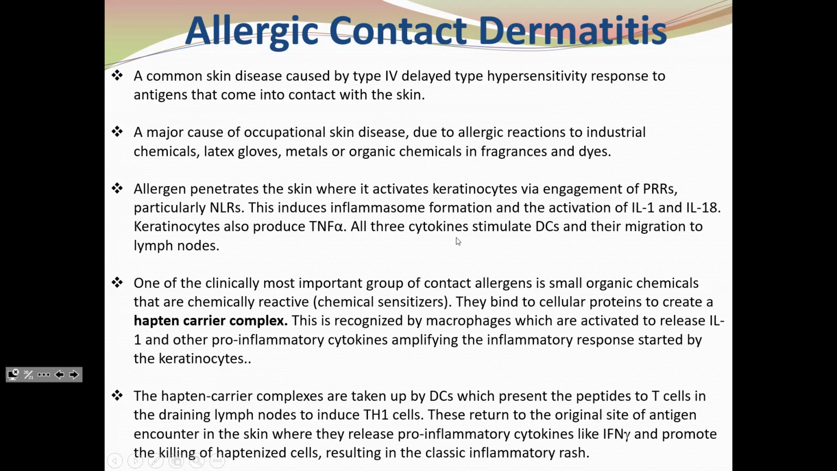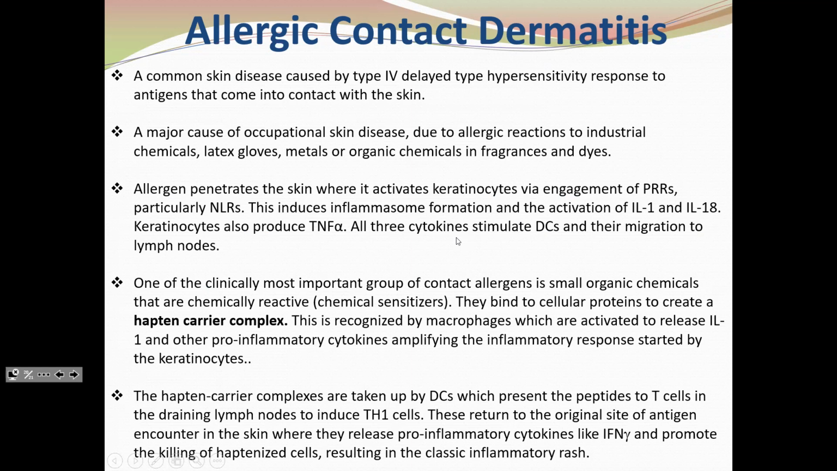What happens here is that the latex, being a small molecule, can penetrate the skin, and then the latex will then complex with normal cells or normal proteins in the body, normal molecules, forming a hapten carrier complex. This gets taken up by dendritic cells, gets presented to T cells, then activates those T cells into producing inflammatory cytokines, resulting in the redness, itchiness that you get as a result of this.